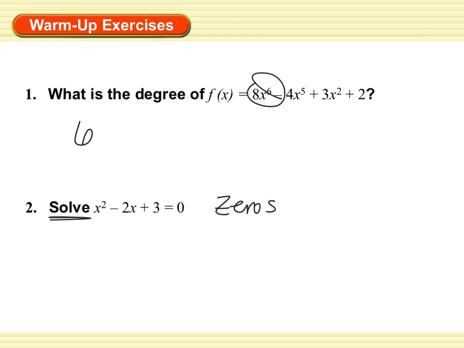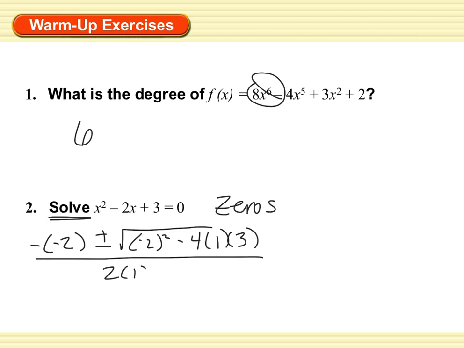So I actually can't factor anything that multiplies to a positive 3 and adds to a negative 2. So I need to use the quadratic formula. Negative b plus or minus the square root of b squared minus 4 times a times c, all over 2a. So that simplifies to 2 plus or minus the square root. I get a 4 minus 12, which is negative 8, all over 2.